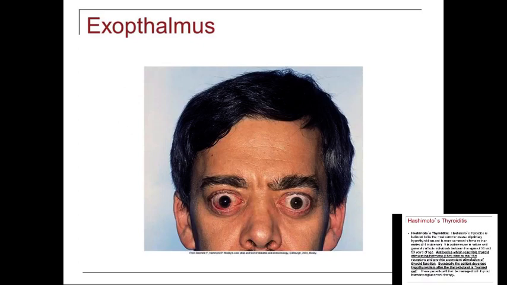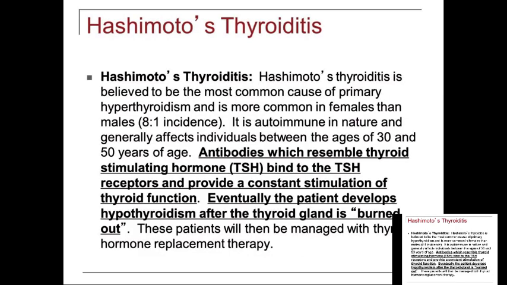And Hashimoto's thyroiditis is believed to be the most common cause of primary hypothyroidism. It's more common in females than males, about an 8-to-1 incidence. It is autoimmune in nature and generally affects individuals between 30 and 50. What happens is the antibodies resemble TSH, thyroid stimulating hormone. It's not TSH, but it's just like mimicry. It acts like it. It binds to the TSH receptor, providing constant overstimulation to the thyroid. So eventually it starts off like hyperthyroidism, and then it just burns out and becomes hypothyroid. Okay.